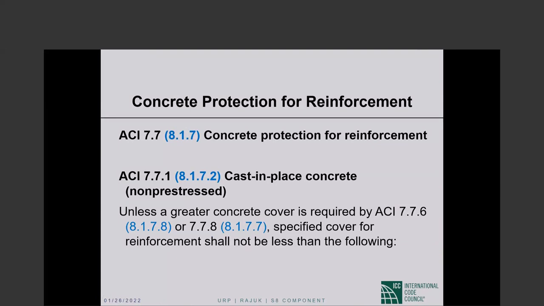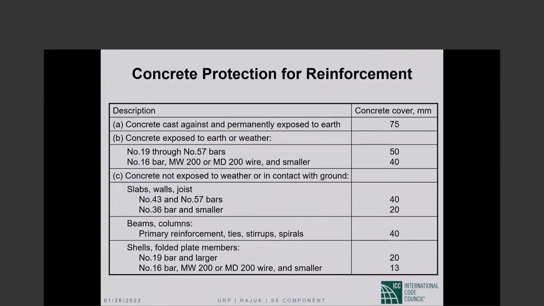The cover, concrete protection of reinforcement. Unless a greater concrete cover is required by severe exposure requirements or fire resistance requirements, specified cover for reinforcement shall not be less than the following. The code has a table. Okay, and I think it is unnecessary to go into this table. You are all familiar with it, but these covers are given.